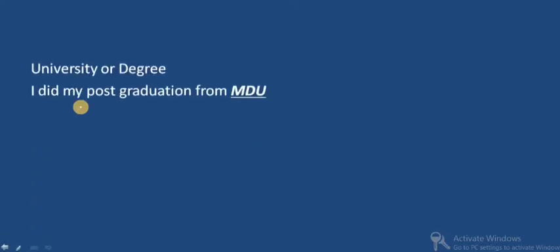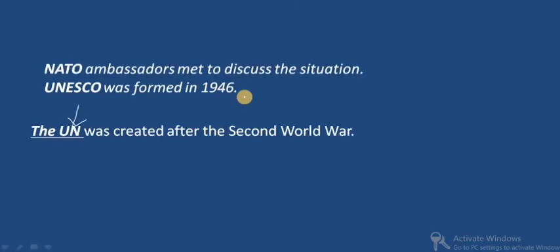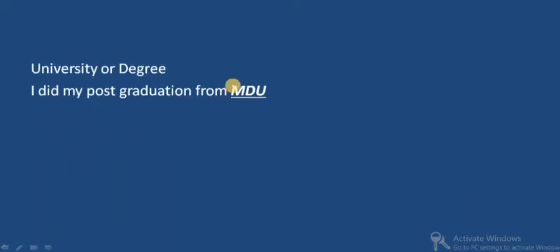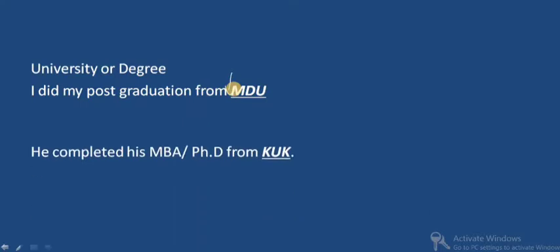But this is opposite in the case of universities or degrees. Here I would say MDU, but I am not using article as I was using in the UN. So keep in mind, if it is universities or degrees, we will not use any article, though we are speaking the alphabets. I did my post graduation from MDU. He completed his MBA, PhD from KUK. So this difference please try to keep in mind. Hope that you have understood this topic.